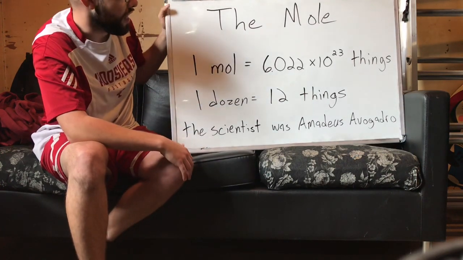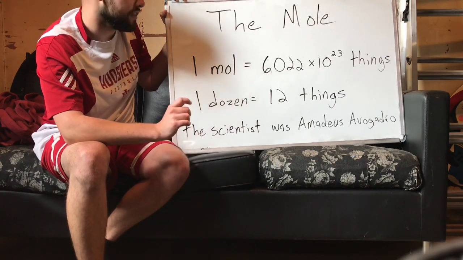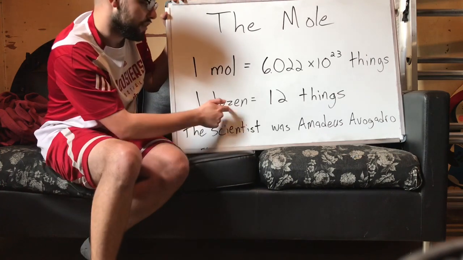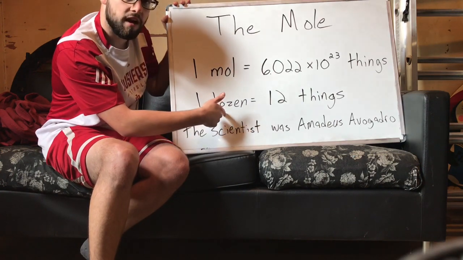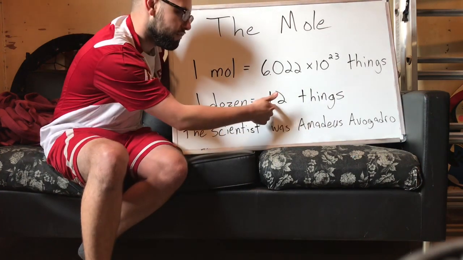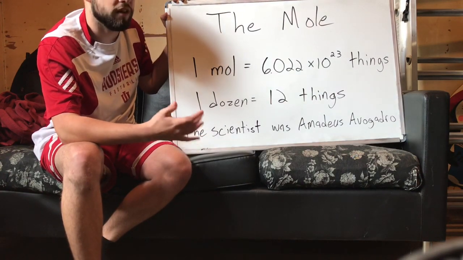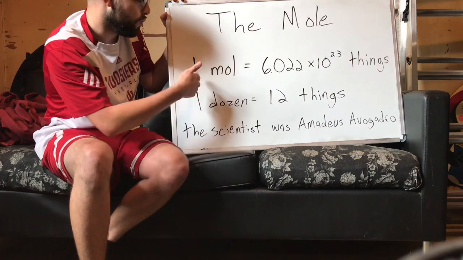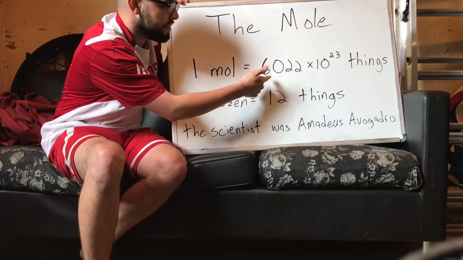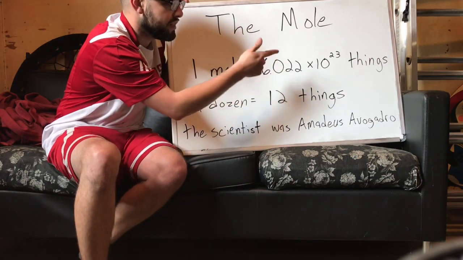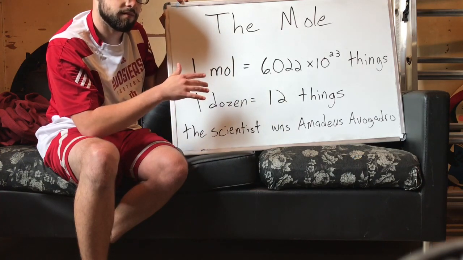So, I told you it's like a unit. It is a unit of measurement. It's like a counting unit, like a dozen. 1 dozen of something means 12 of that thing. If I had a dozen roses, I have 12 roses. 1 mole of something is 6.022 times 10 to the 23rd of that thing. So I'm going to go over that again.